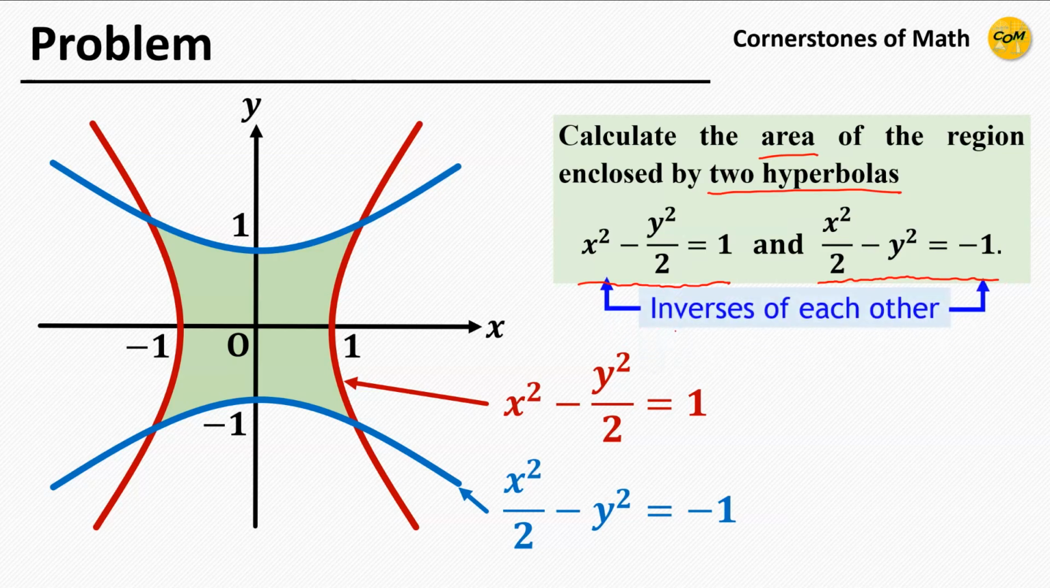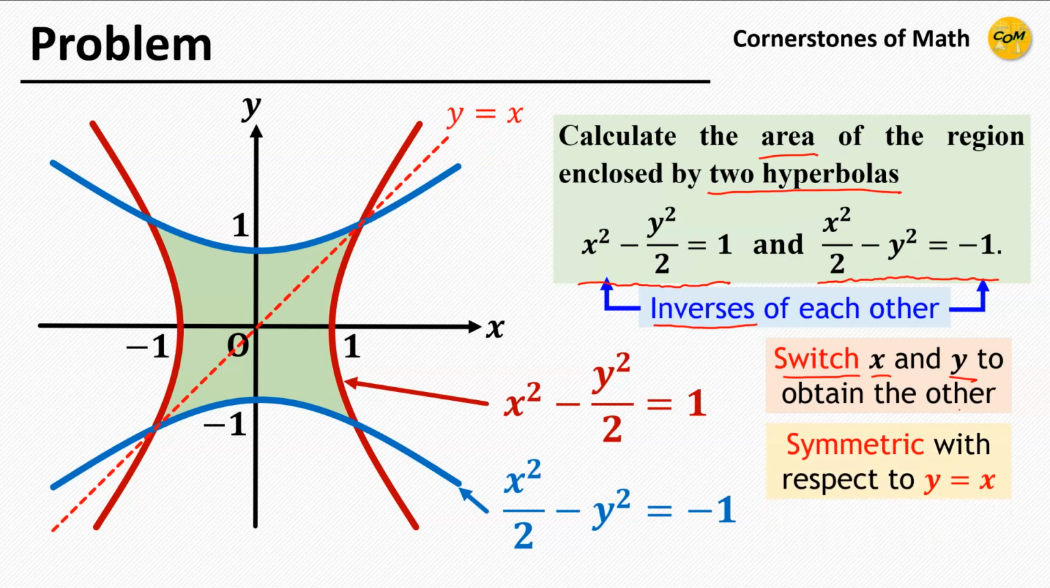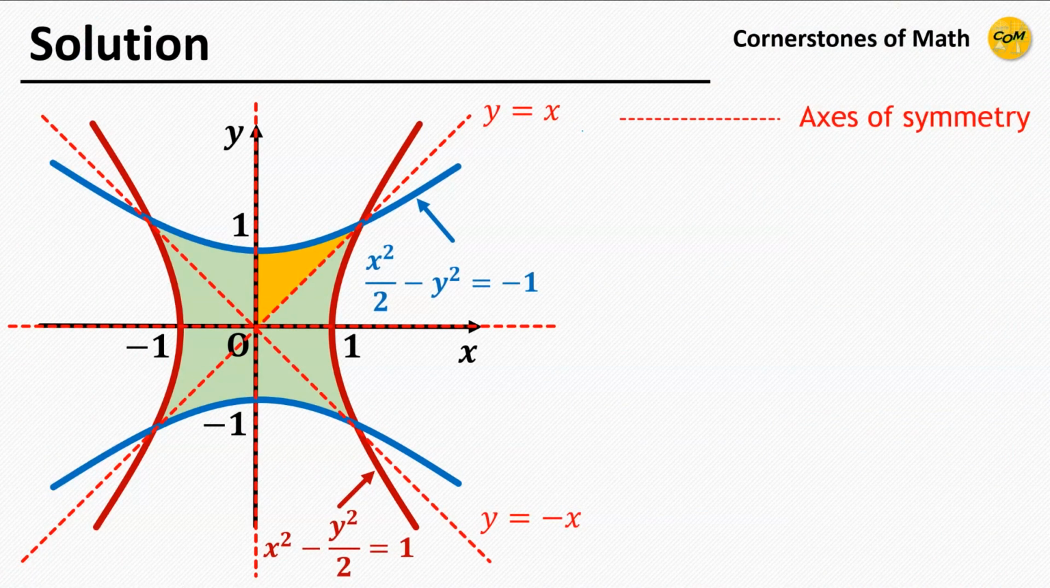The first important thing to notice is that the two given hyperbolas are inverses of each other. That is, we can switch x and y in one equation of the graph to obtain the other one. This means that the two hyperbolas are symmetric with respect to the line y equals x. In fact, there are more axes of symmetry in this problem setting: y equals x, y equals minus x, the x-axis, and the y-axis.